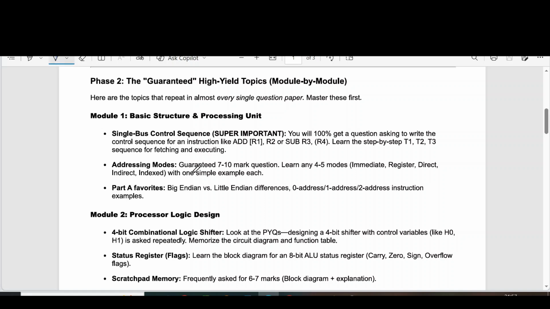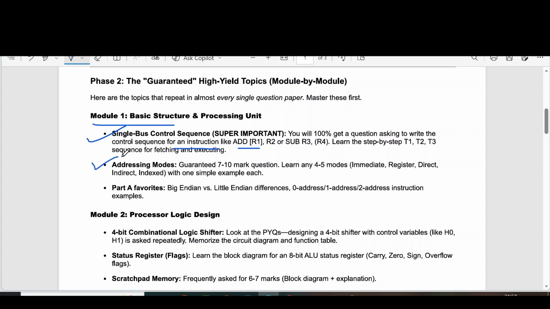In this video, I will discuss the past strategy for the subject Computer Organization and Architecture, 2019 scheme. So we can see the module-wise strategy. From module 1, the important questions are, first one is single bus control sequence. You will be asked to write the control sequence for an instruction like add R1, R2, sub R3, R4. Learn the step-by-step T1, T2, T3 sequence for fetching and executing.